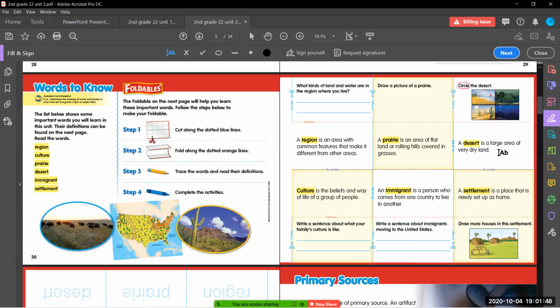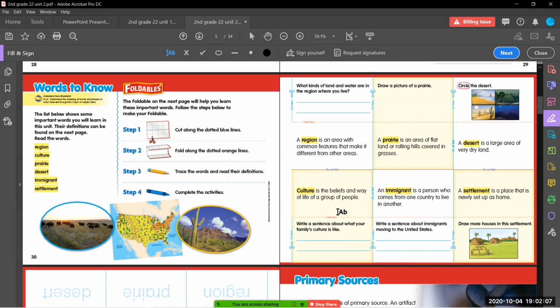Now, your next word is the word desert. A desert is a large area of very dry land. So you've got 4 pictures over here. I want you to circle the picture of the desert. Now down here, your next word is the word culture. Culture is the beliefs and the way of life of a group of people.